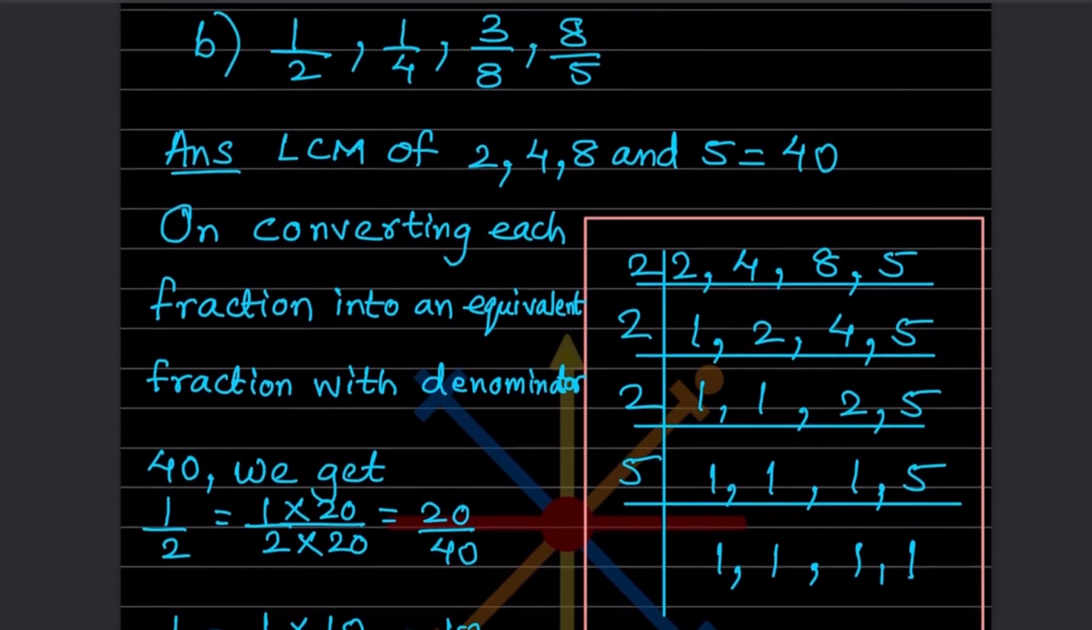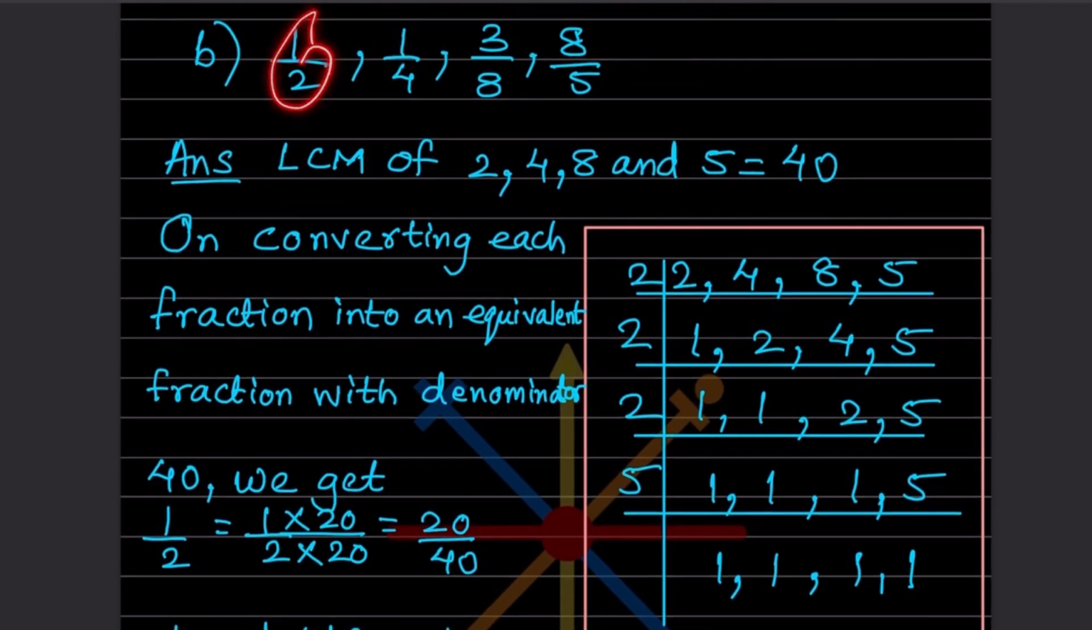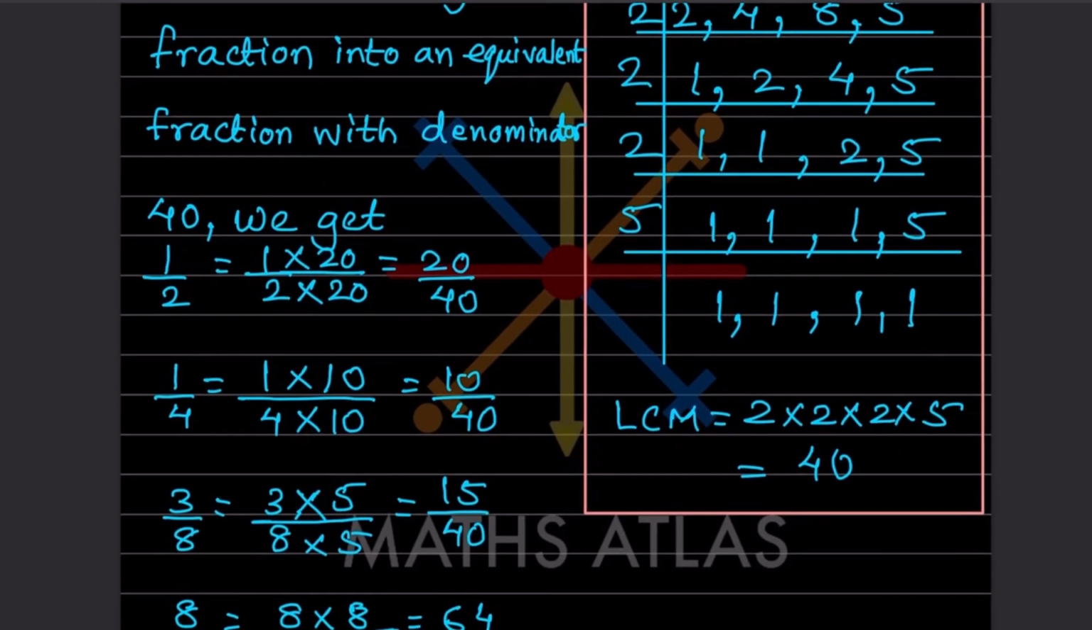So now again you will take this number and make the denominator 40. So 2 times 20 is 40. Since this is 20, this also should be multiplied by 20. So 20 ones are 20 and this is 40. Again take 1 by 4. Same, you have to make it 40. So this is 10, so this also will be 10. 10 by 40. So now this is 3 by 8.